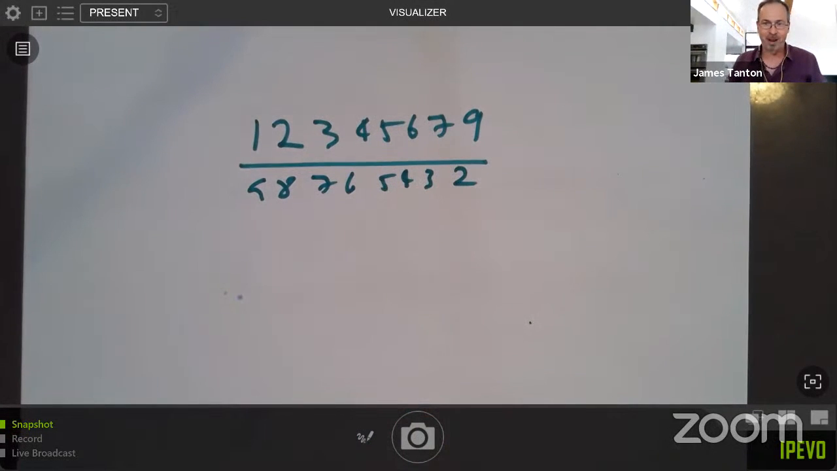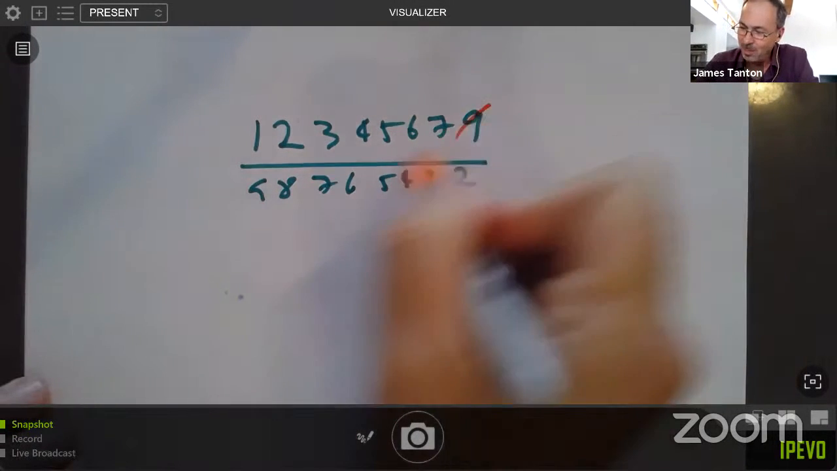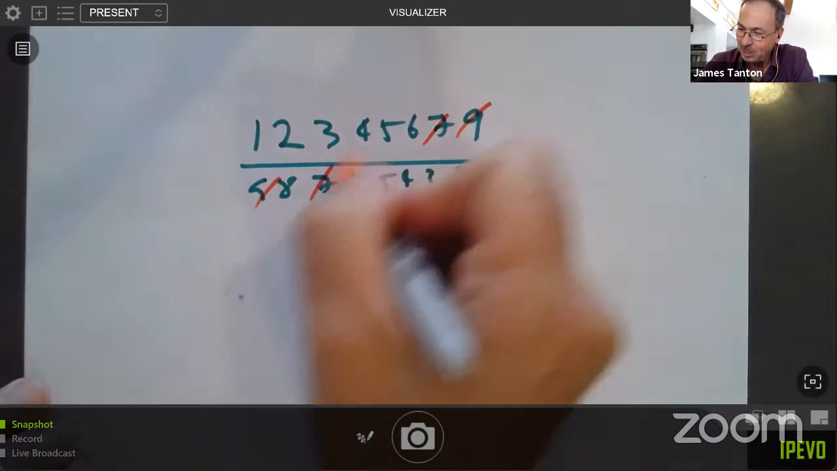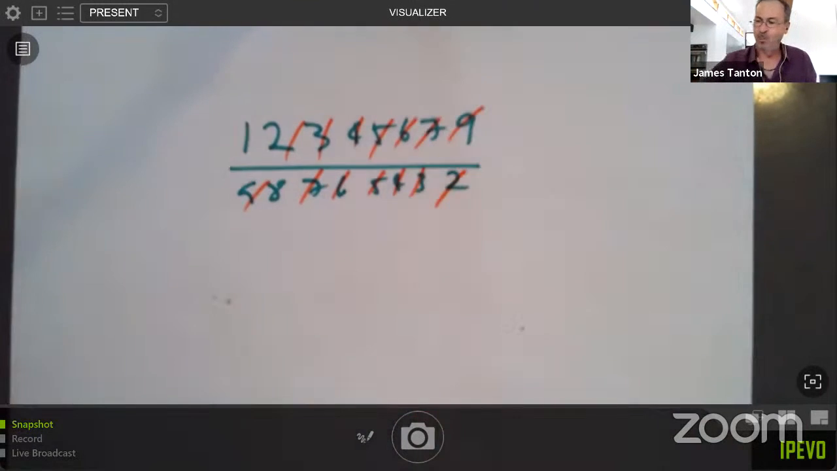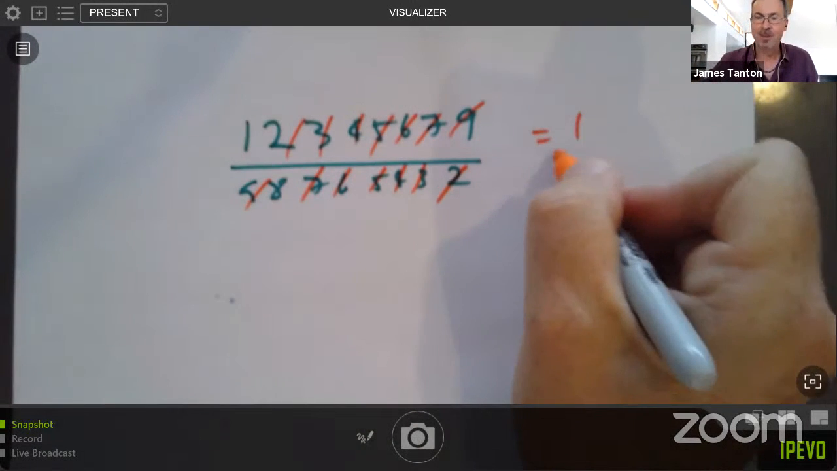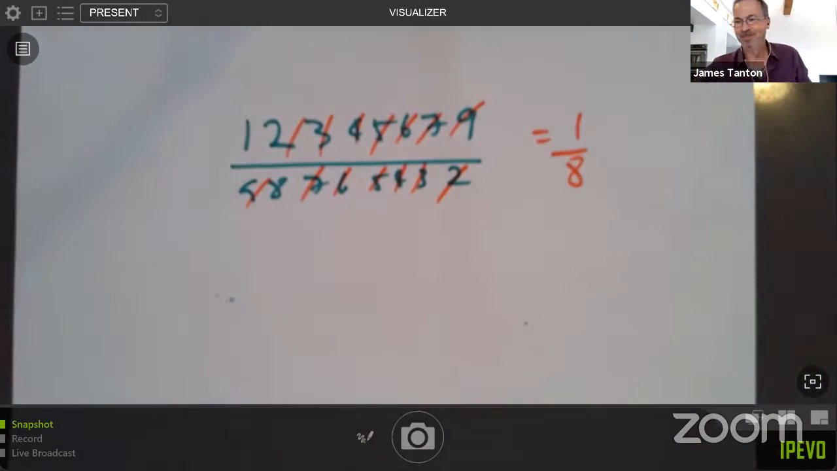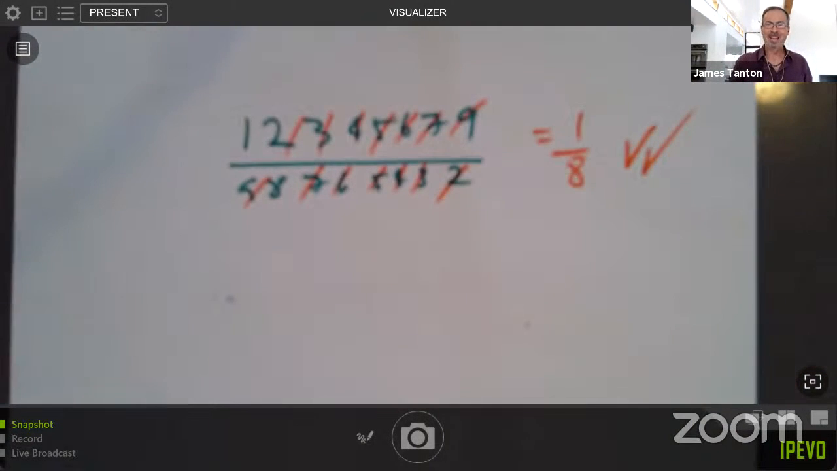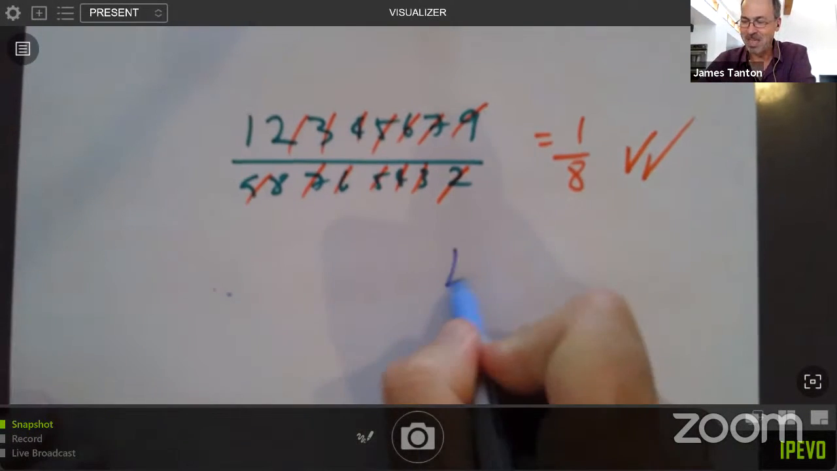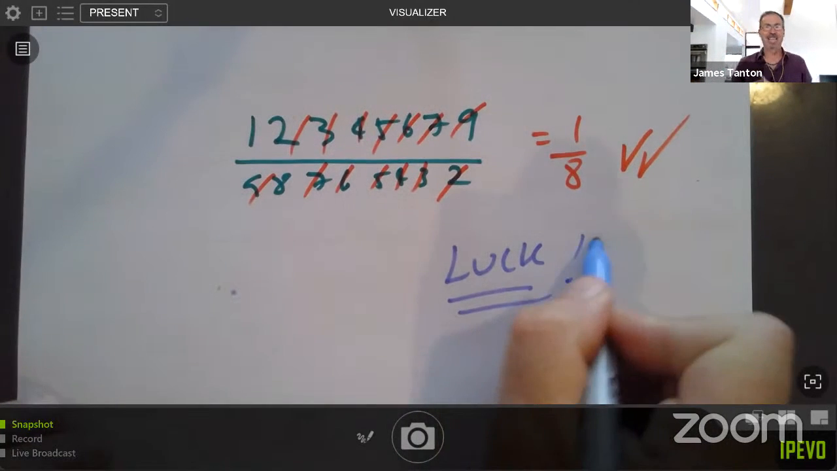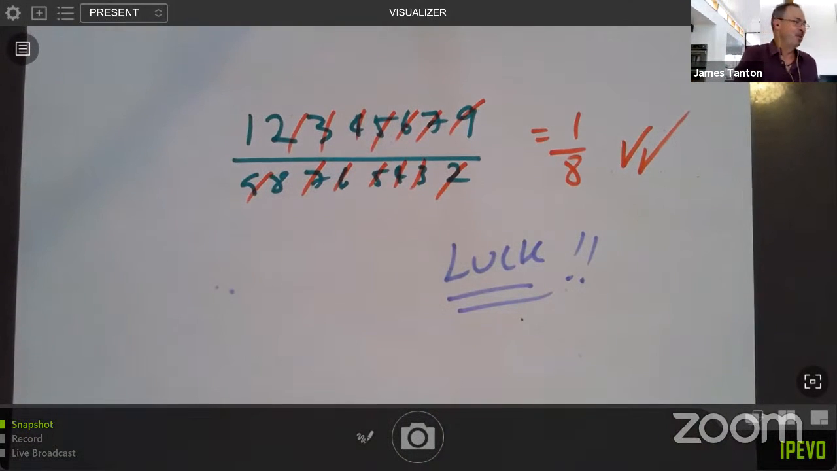So take that crazy fraction, cross out the common numbers. So there's a common 9, there's a common 7, there's a common 6, there's a common 5, common 4, there's a 3 and a 2. And you're left with 1 on the top and 8 on the bottom. And guess what? That turns out to be true. He found that crazy example. So if you want to have fun, it's good to try to find fractions that by luck, this is just luck, no deep mathematics here, just pure luck that this happened to work. All right, you've got me on that one.